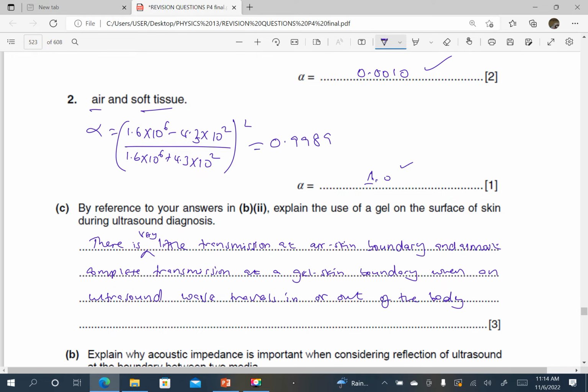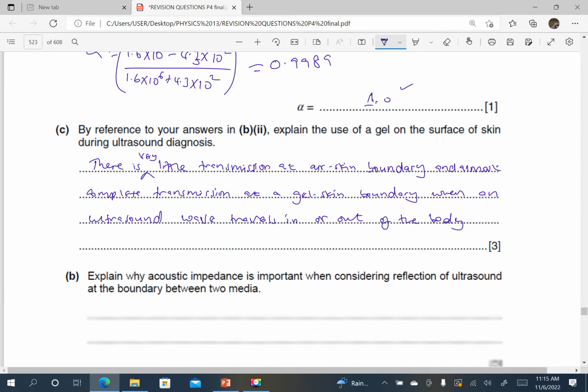So therefore it means we need a gel. For no gel, majority reflection occurs at the surface. With gel, little reflection occurs when a wave travels in or out of the body. Okay, so we need a gel.